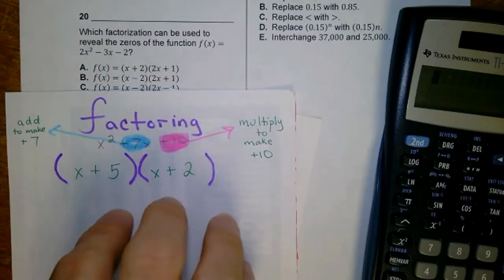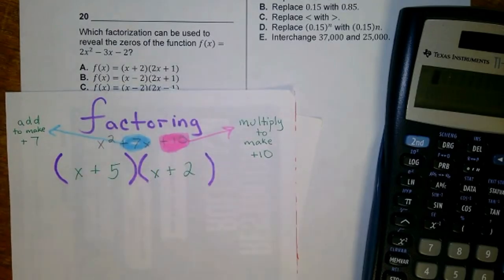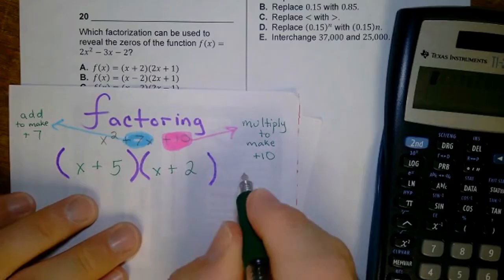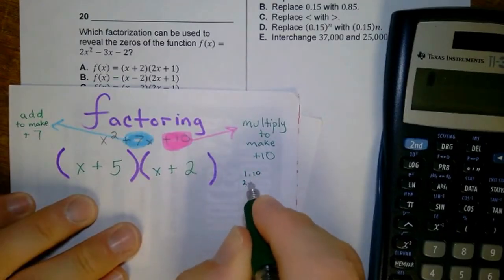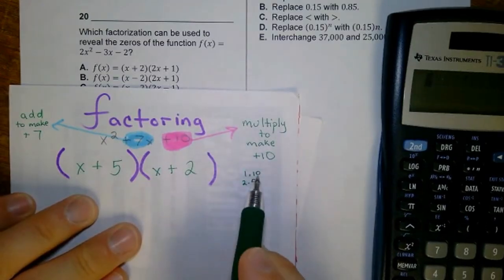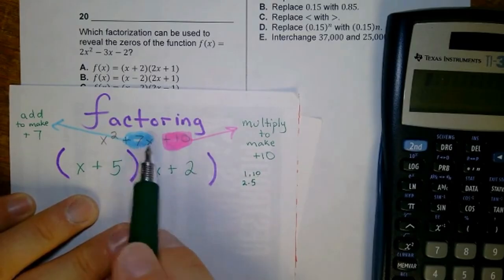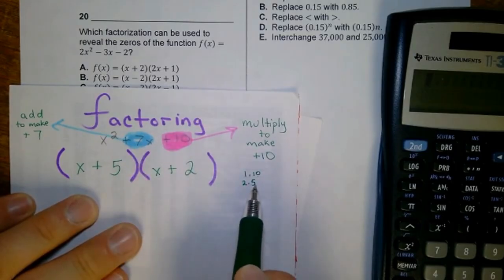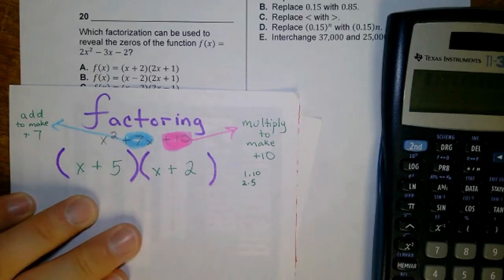Now, this is basic factoring, but if you think about ways to multiply to 10, we could say, okay, 1 times 10 and 2 times 5. But 1 plus 10 doesn't make 7. That's why they use the 2 and the 5, because 2 plus 5 made 7.